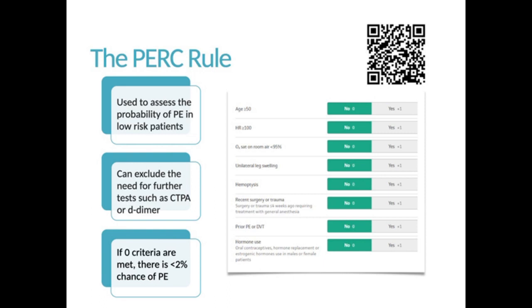If all 8 criteria are negative and we determine the patient to be unlikely to have a PE, then no further diagnostic tests are required to rule one out. Using the PERC rule can help us to avoid unnecessary investigations.